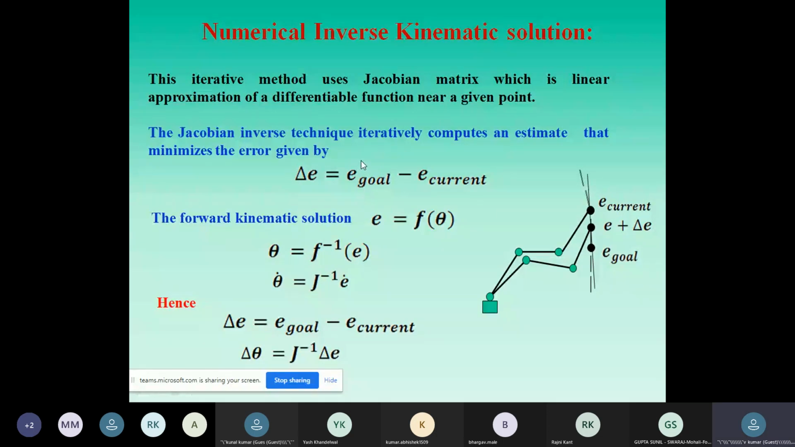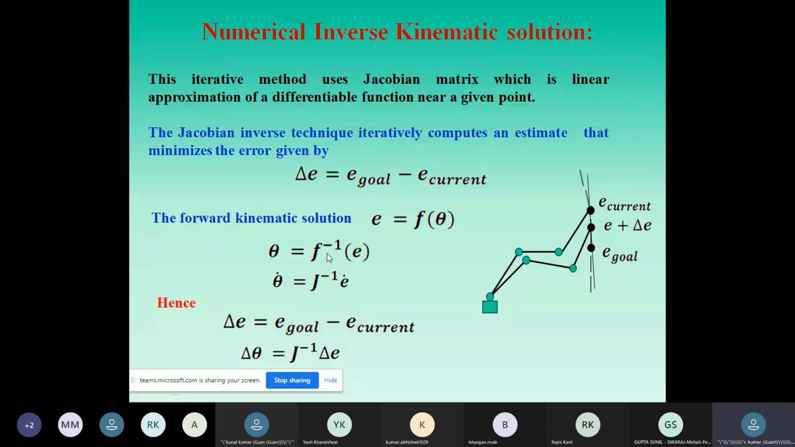Errors: the position of the goal position and the current position, and then find the errors. Then from forward solutions, we calculate the current position as a function of theta by forward kinematics.